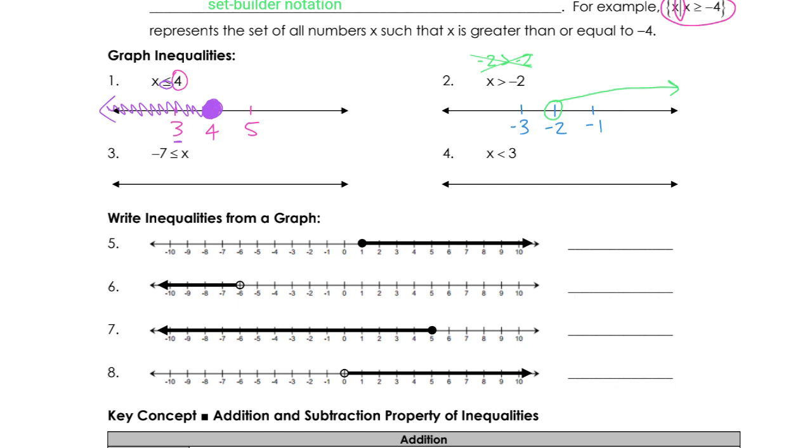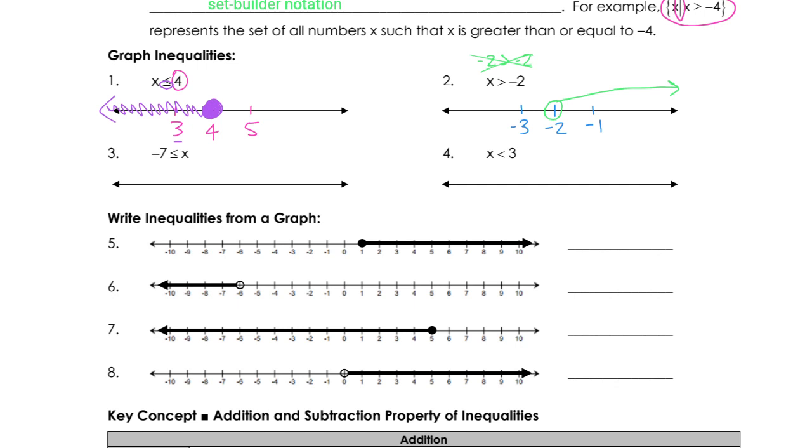So looking at number 3 here, we do have a little bit of a problem. I don't know if in years past, teachers have told you to pay attention to what direction the inequality is pointing. Like on number 1, it's pointing to the left, so we shaded to the left. On number 2, the inequality is pointing to the right, so we shaded to the right.